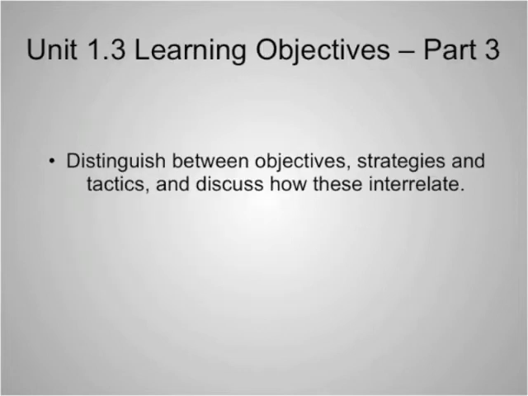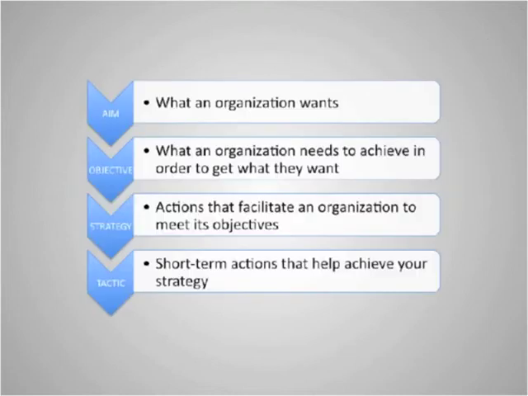Now let's look at part 3 of learning objectives. After this, you should be able to distinguish between objectives, strategies, and tactics and discuss how these interrelate. This chart shows how organizations process their ideas in order to achieve their goal in the future. As you can see, an organization starts off with the aim. This is what they want. And then it goes to objective. This is what an organization needs to achieve in order to get what they want.